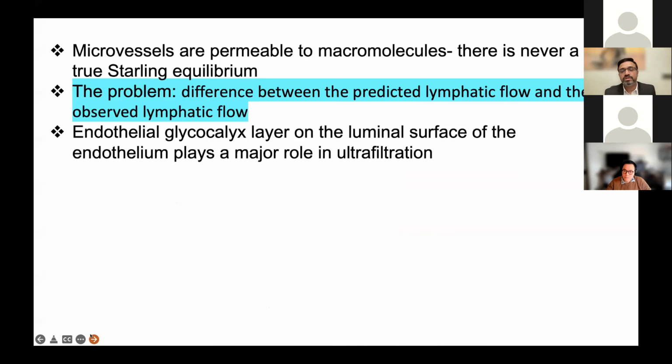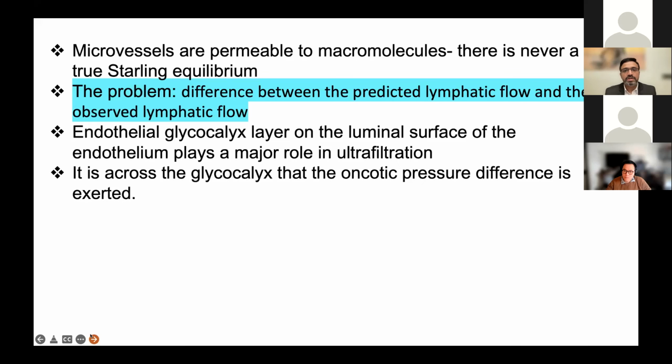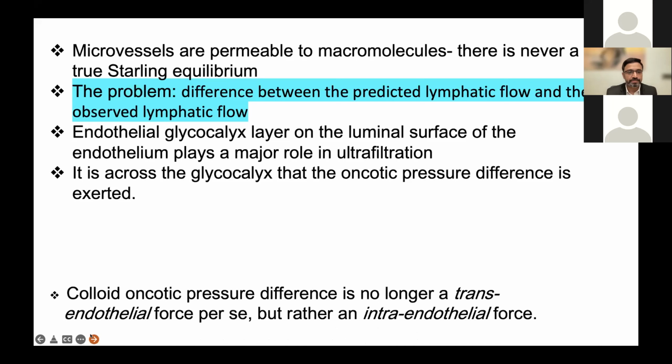So here comes in the role of the endothelial glycocalyx layer, which is on the luminal surface of the endothelial membrane. And this is the predominant molecular sieve which plays a major role in ultrafiltration. That is the understanding which has come in over the period of time. So it is across the glycocalyx that the oncotic pressure difference is exerted. It is not plasma oncotic pressure minus interstitial oncotic pressure. Rather, it's plasma oncotic pressure minus the subglycocalyx interstitial oncotic pressure. So that is where the difference falls, rather than between the plasma and the interstitium.